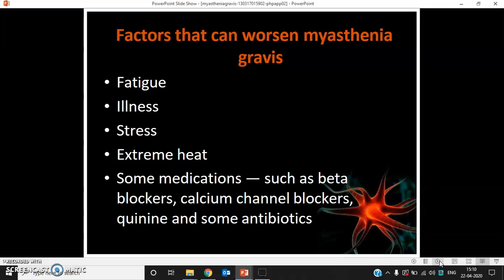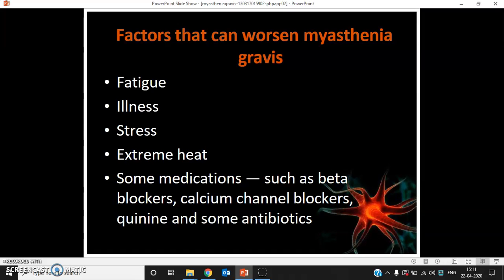Factors that can worsen myasthenia gravis: originally it occurs in patients who are above 50 or 60. These patients are more affected because they get easily fatigued. Illness, stress, extreme heat, and some medications such as beta blockers, calcium channel blockers, quinine, and some antibiotics can worsen myasthenia gravis.